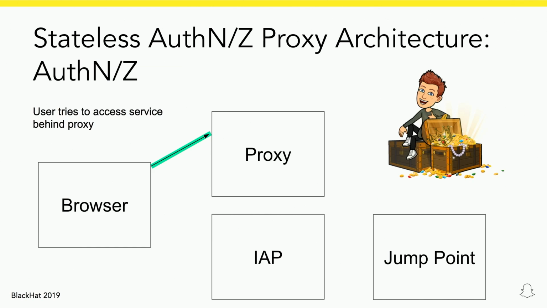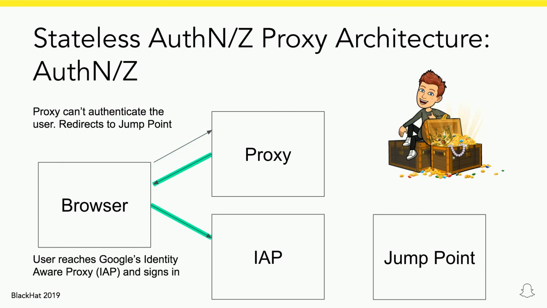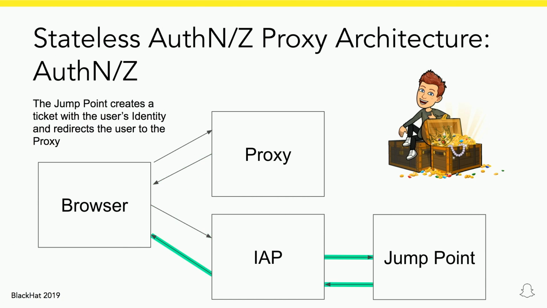So for the actual proxying, if a user is to proxy into the service, how it works is they in their browser will try to talk to the service behind the proxy. If they're not authenticated, the proxy will redirect them to Google's IAP, which is their OAuth proxy, which sits in front of this other service we've called the jump point. They'll go through an OAuth dance with IAP, and Google will then forward us their identity to the jump point. We'll wrap that and return it and redirect the user back over to the proxy.